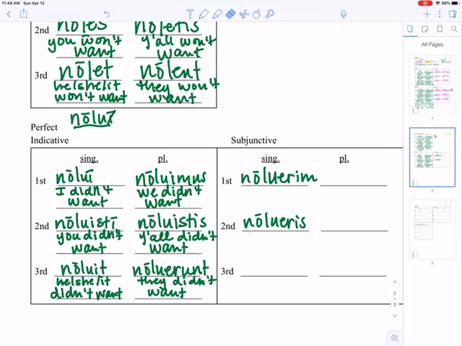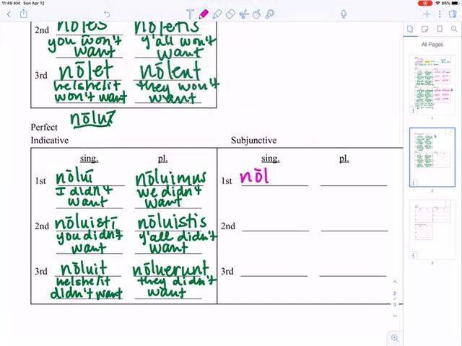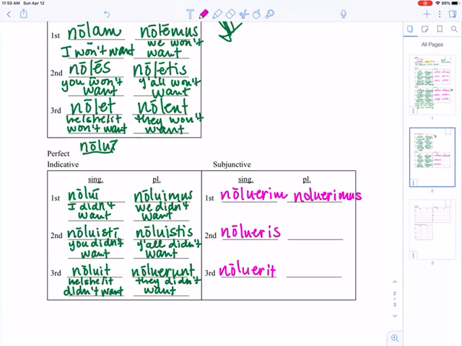You know what? I didn't change my colors. And so before some of you start yelling at me or making fun of me, let's change it. So Nolu erim. Nolu eris. Nolu erit. Nolu erimus. Nolu eritis. And Nolu erint. Okay, so there's your perfect.